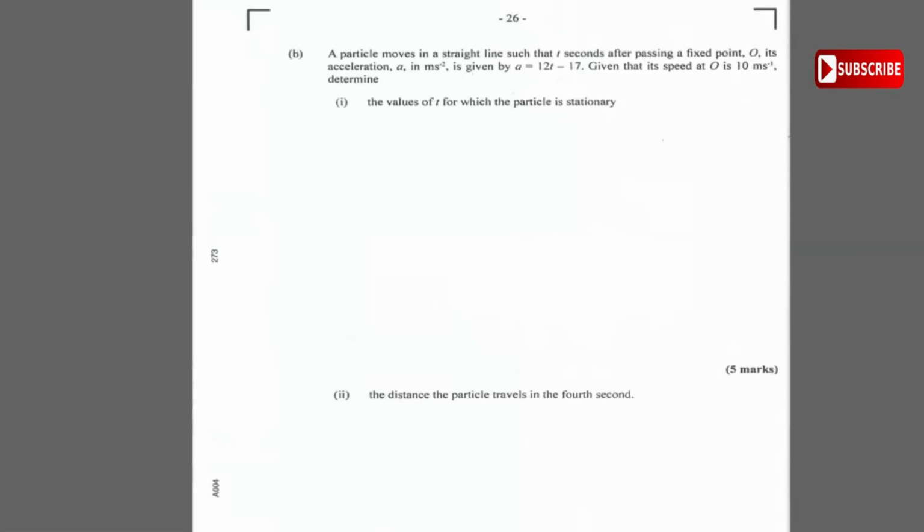The next part of the question now is: a particle moves in a straight line such that t seconds after passing a fixed point O, its acceleration is given by 12t minus 17. Given that the speed at O is 10 meters per second, find the values of t for which the particle is stationary. Now a particle is stationary when its velocity is 0.